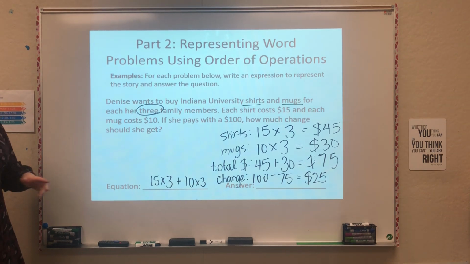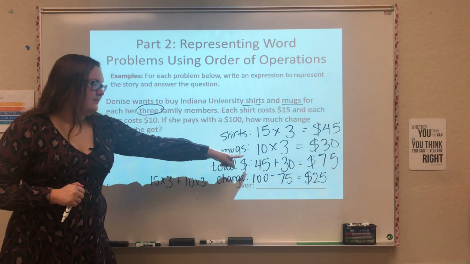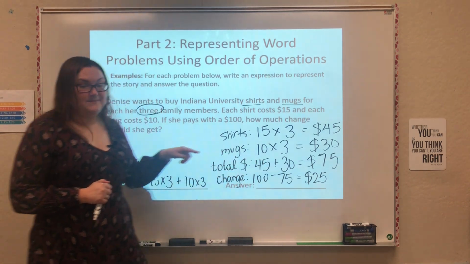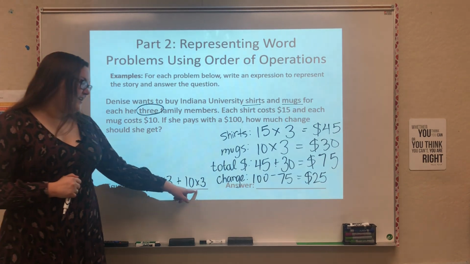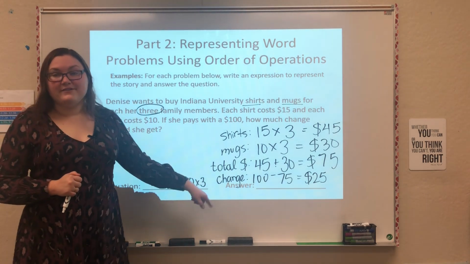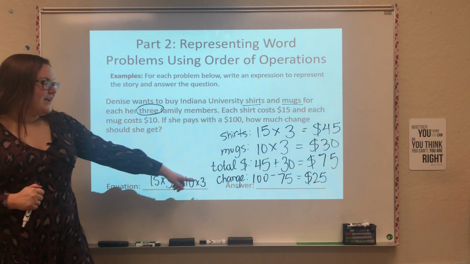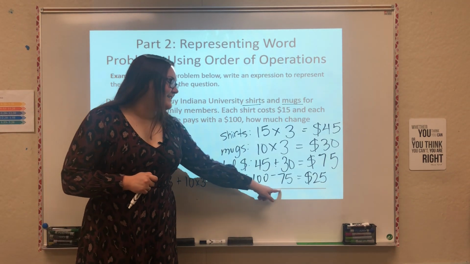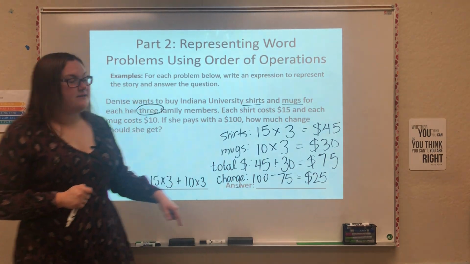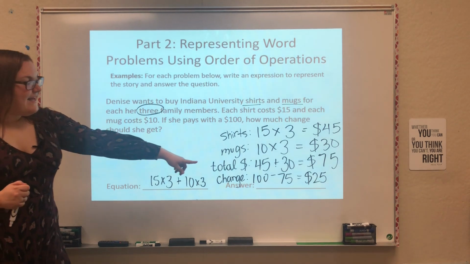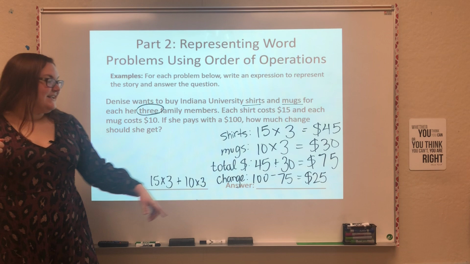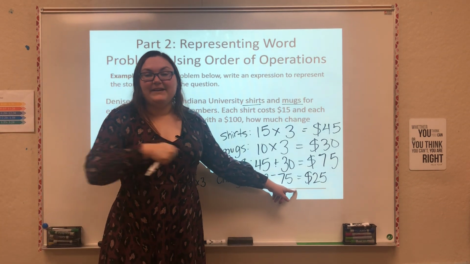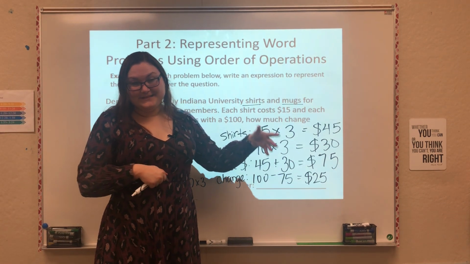Now the last part was once we figured out the total amount of money she's spending, that's what I've got right here, right? This is the cost of all the shirts plus the cost of all the mugs. That's her total amount of money she's spending. We took the $100 and we subtracted all the money she was spending. Notice in that last line, I had my 100 first because that's the money she has, and I'm subtracting all the money she's spending. The money she's spending comes second.